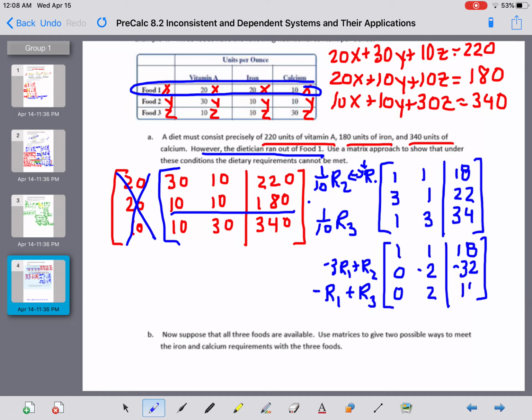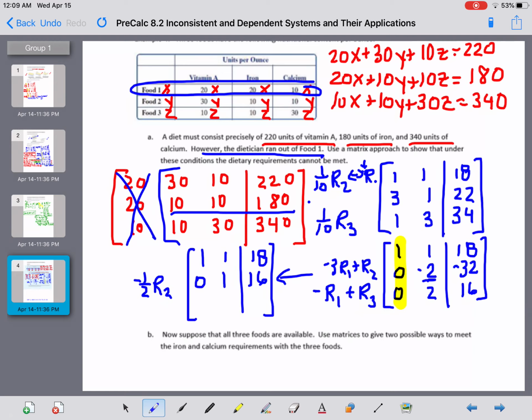All right. Now this first row looks good to me, but I need to get a 1 in this spot right here. I'm going to divide by negative 2 on that one. Let's see, I'll come over this way. I like my first row, 1, 1, 18. I'm going to do negative 1/2 of row 2, so I get 0 divided by negative 2 is 0. Negative 2 divided by negative 2 is 1. Negative 32 divided by negative 2 is 16.